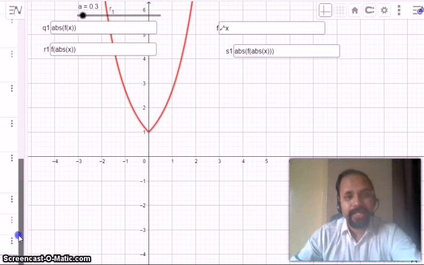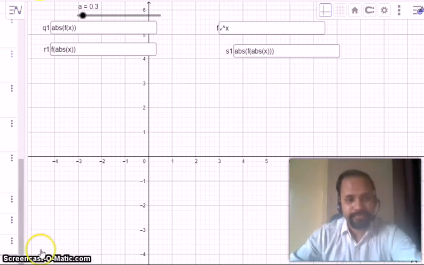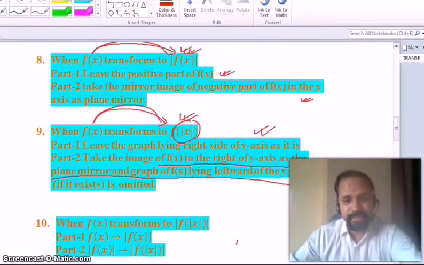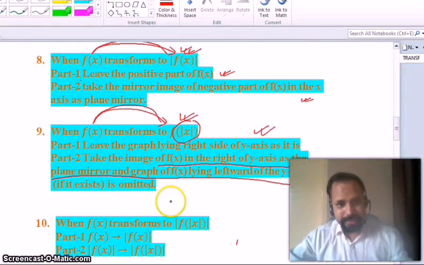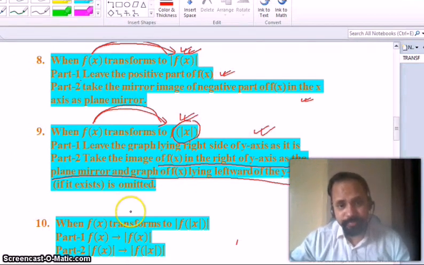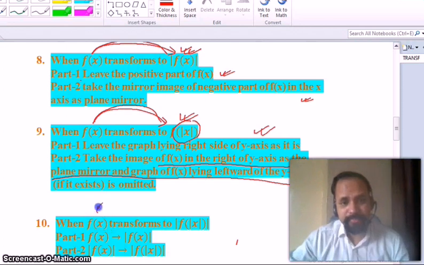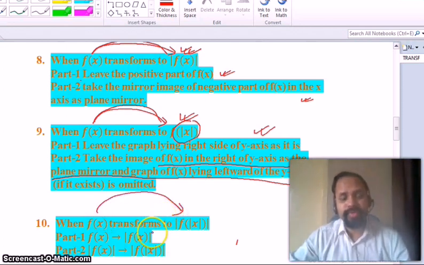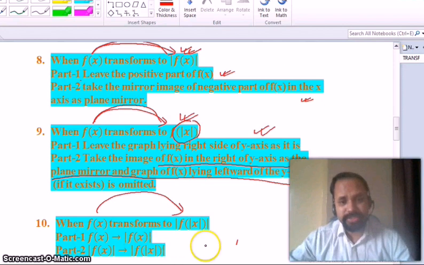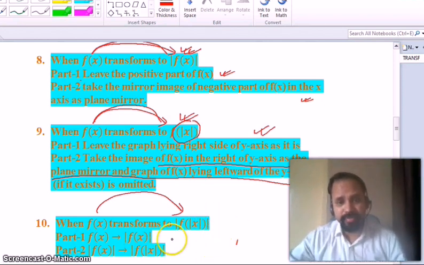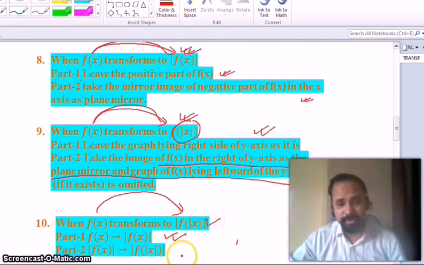Next, come on, the third part. When we transform from f x to mod of f of mod x, we have to draw in two parts. First, draw the graph of mod of f x, that means consider the x axis as a plane mirror, and then for f of mod x, consider the y axis as a plane mirror.